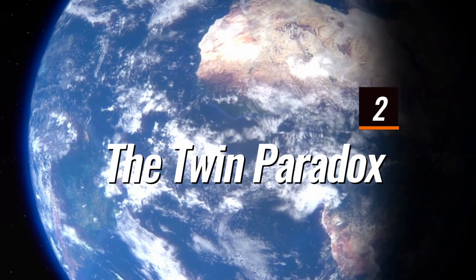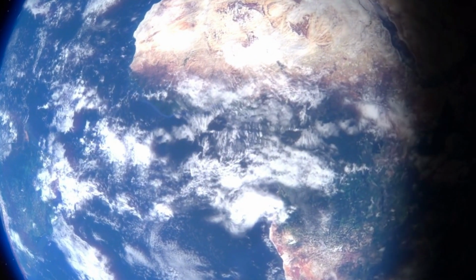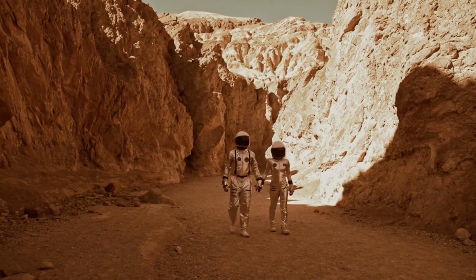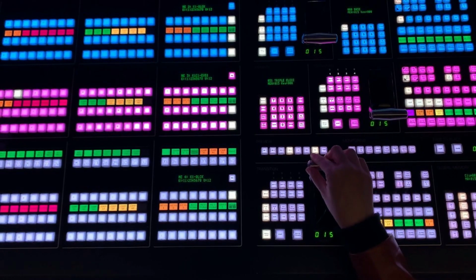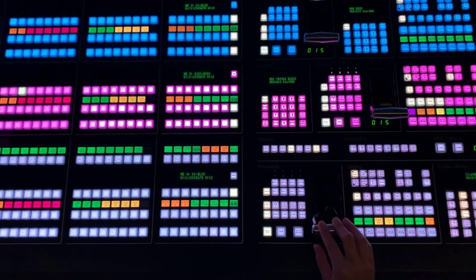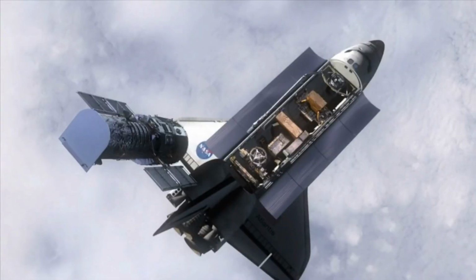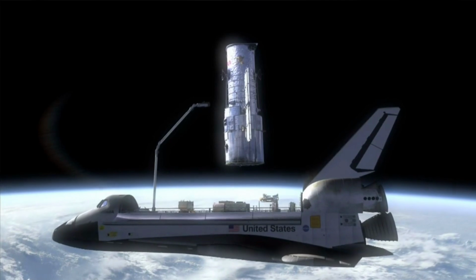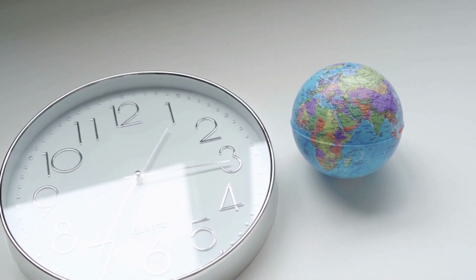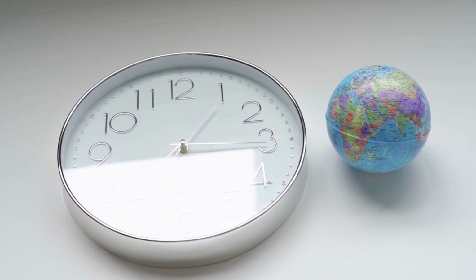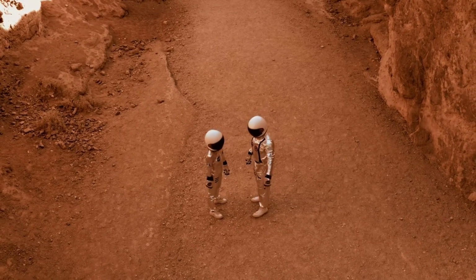2. The twin paradox. A famous thought experiment that illustrates time dilation is the twin paradox. Imagine two identical twins. One stays on Earth, while the other travels into space at nearly the speed of light. Upon returning, the traveling twin would be younger than the one who stayed on Earth. This paradox highlights the non-intuitive nature of time and suggests that time travel to the future, at least, is possible through extreme velocities.